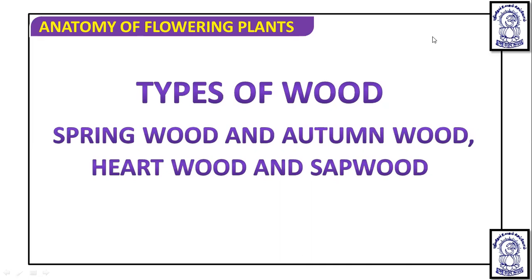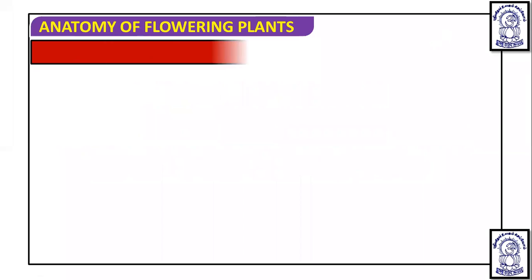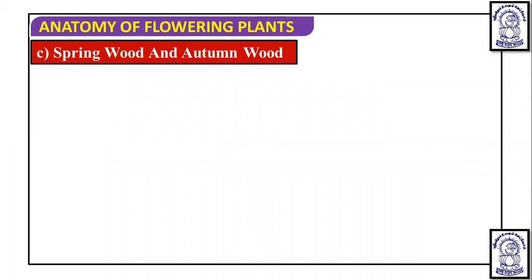Now, this wood, or secondary xylem, is of different types. So in today's lecture, we are going to discuss the different types of wood: spring wood, autumn wood, heartwood, and sapwood. So let's discuss this. First, we are going to discuss spring wood and autumn wood.